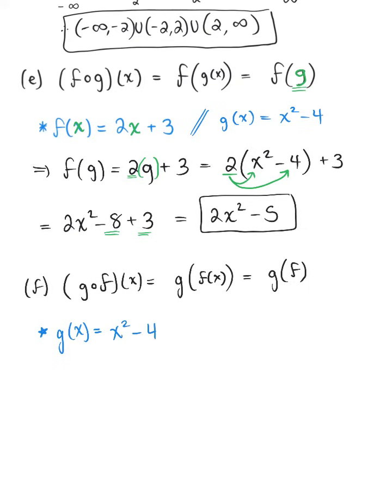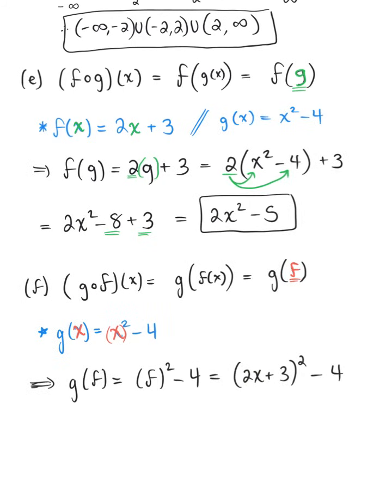So just as we did above, to find g of f, looking at the original g function, we're going to replace each one of these x's with f. So here we go. This is going to be equal to, or we can say that g of f is going to be equal to f squared minus 4. And now plugging f in, this becomes (2x plus 3) squared minus 4.